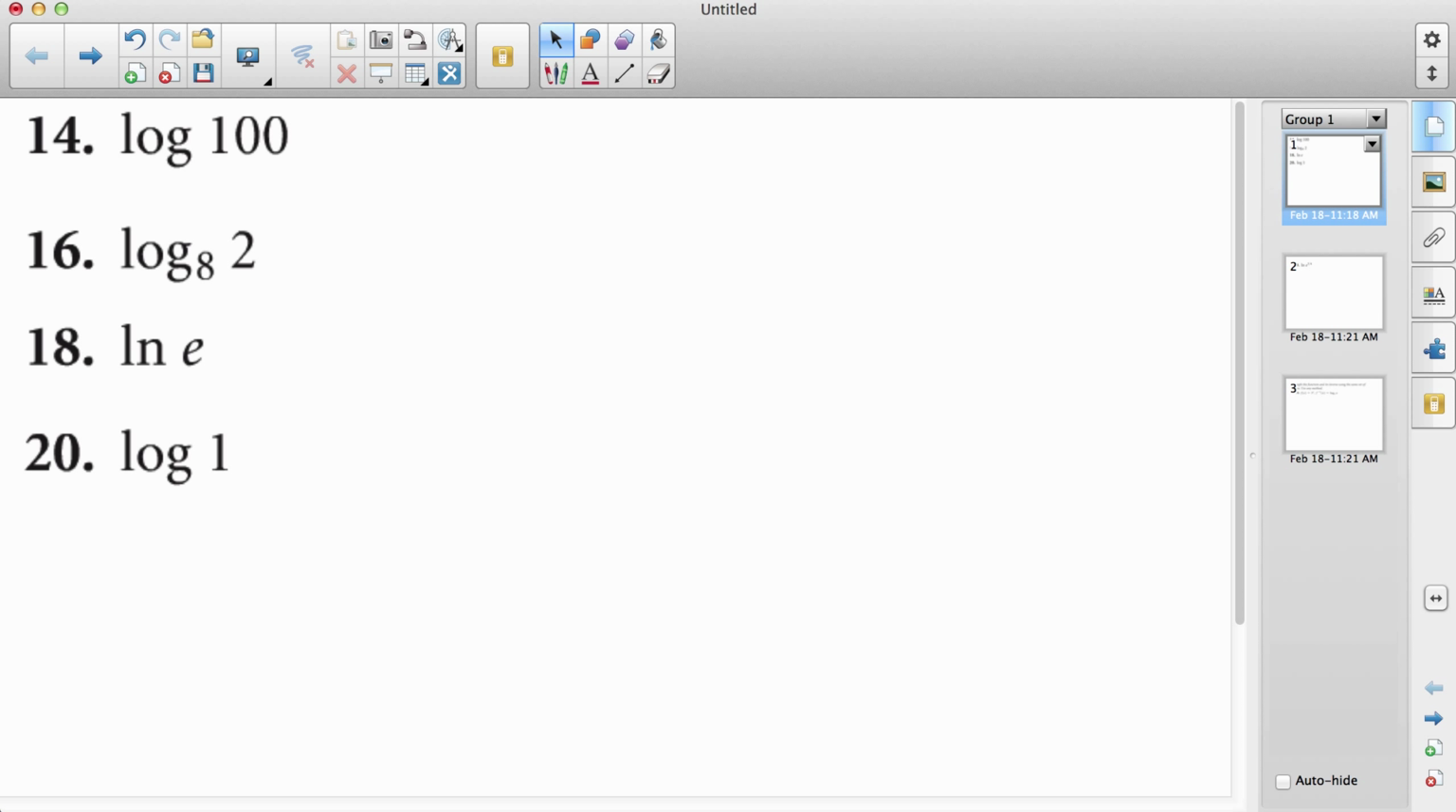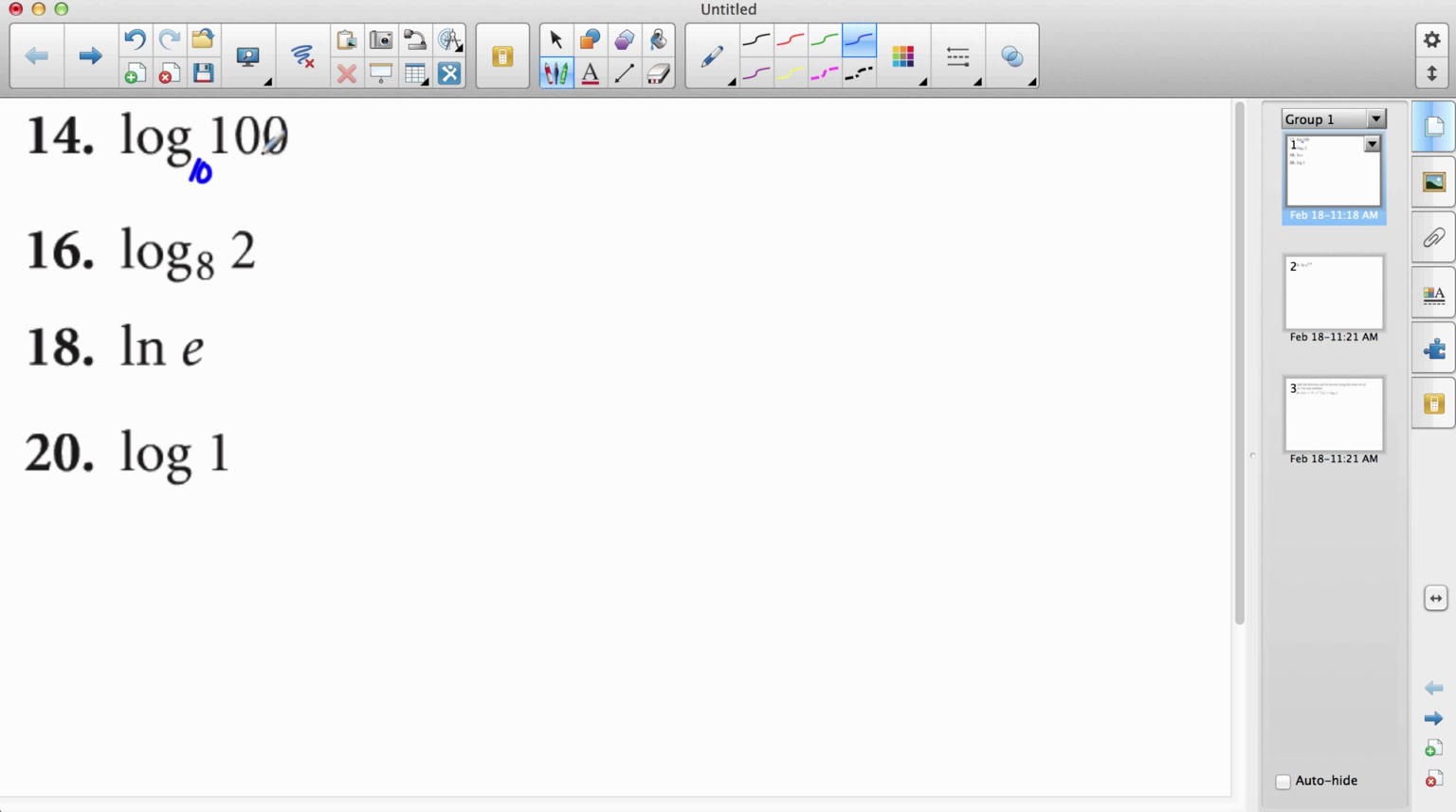Okay, here's a couple of questions with logarithms. It's basically an understanding question of what logarithms are. Like this top one here, 14, log of 100. If there's no base indicated, like in this one or this one, the base is assumed to be a 10.